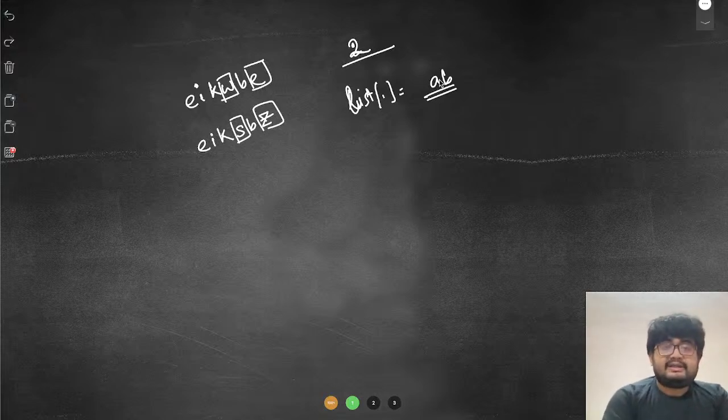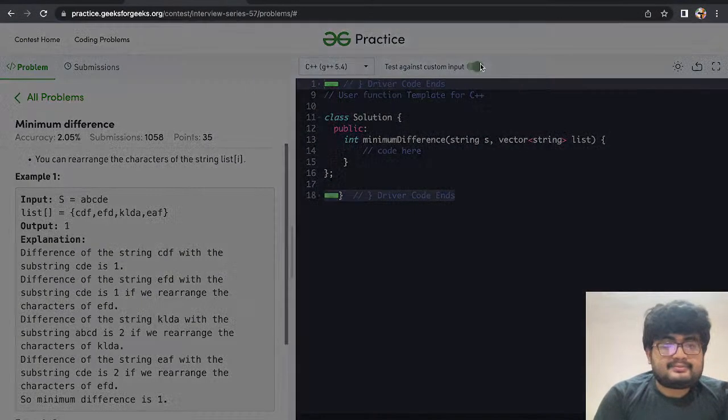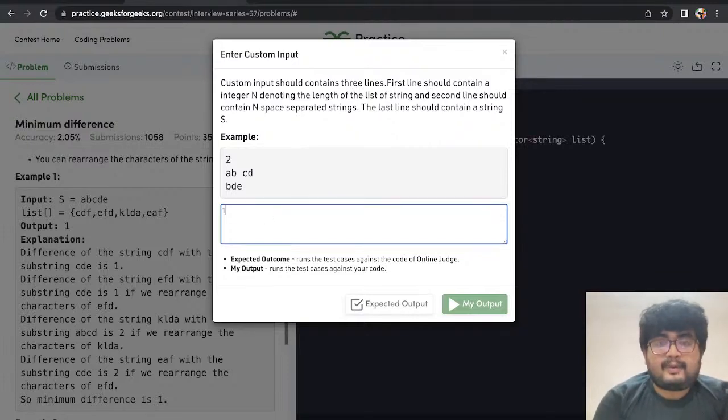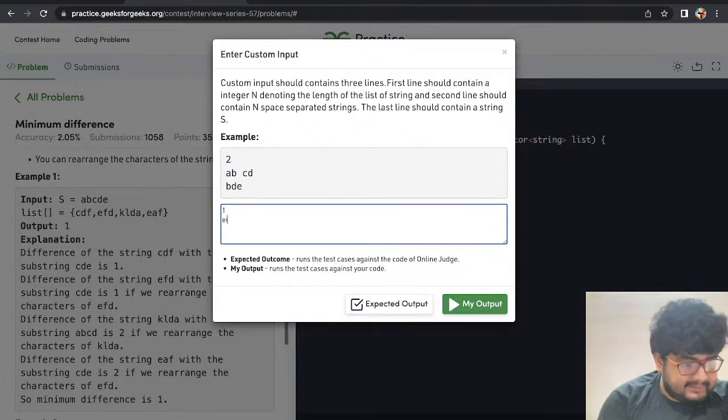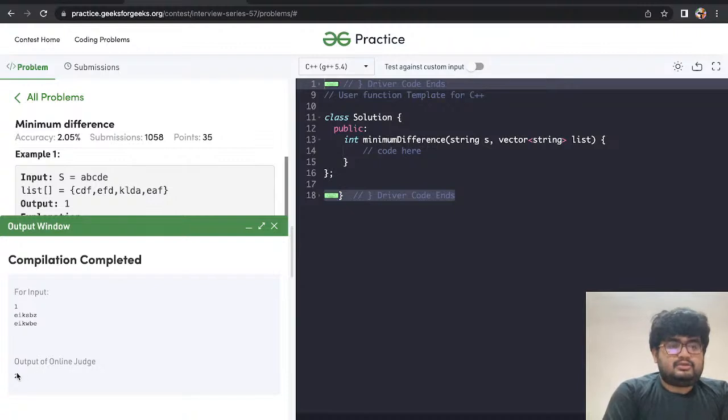Code output shows 3. AIK, this one, it shows 3. Let's see. I think we can check this out. Let's take one. We have EIKSBZ and EIKWBE. Let's go for expected output. It's giving 2. Expected answer is 3. How is it giving 2?